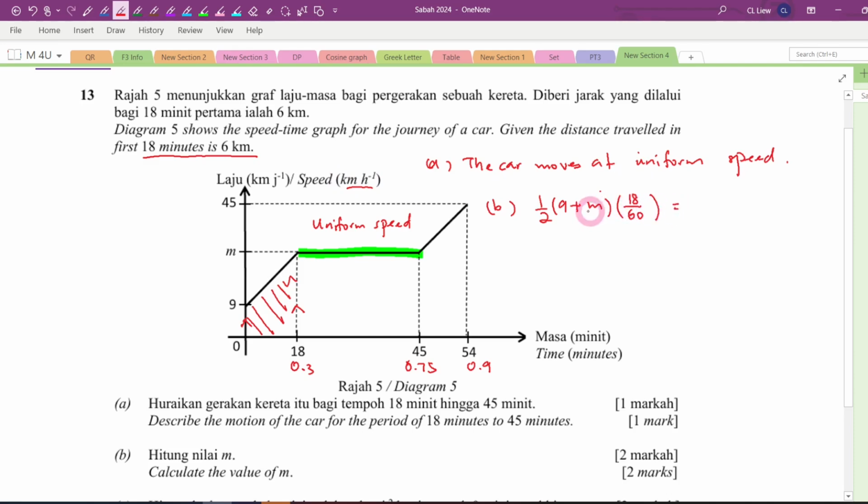Okay, so this is the distance travel for the first 18 minutes, which given by the question is equal to 6 km. Now we just need to solve this linear equation. You can press your calculator 1 over 2 times 18 over 60. You will get 0.15. 9 plus m is equal to 6. Okay, so you can do the expansion if you want, bring in the 0.15. If you don't want, you can just do it this way. 9 plus m is equal to 6 divided by 0.15. 6 divided by 0.15, which is equal to 40.